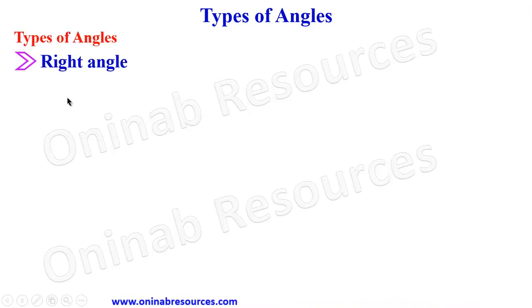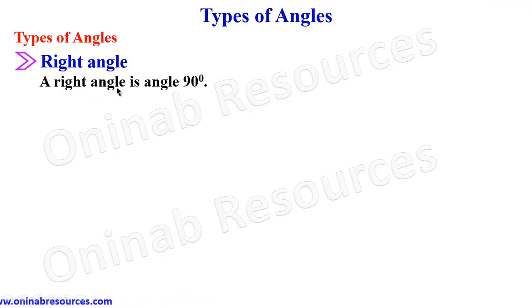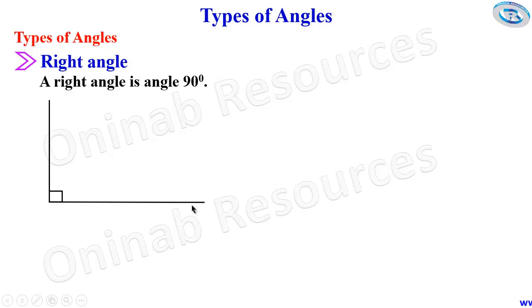Right angle. A right angle is an angle of 90 degrees. So we have it in the diagram here. We have two lines that are perpendicular to each other and the angle between them is 90 degrees. It is indicated with a square or rectangle between the two lines.